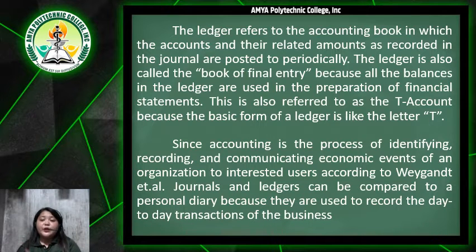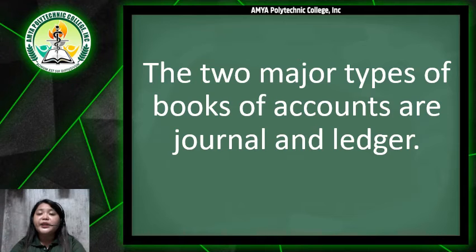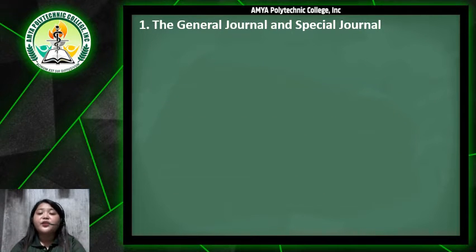Since accounting is the process of identifying, recording, and communicating economic events of an organization to interested users, according to Weygandt et al., journals and ledgers can be compared to a personal diary. Why is it compared to a personal diary? It is because they are used to record the day-to-day transactions of the business. We have here two major types of books of accounts, the journal and the ledger. Under journals, the first ones are the general journal and special journals.